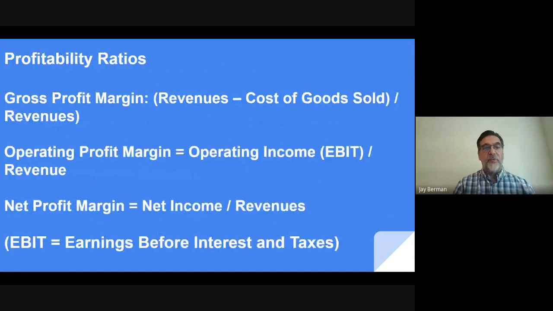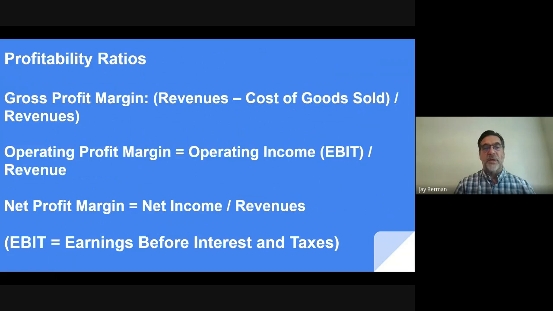Next, we have profitability ratios. We'll start off with the gross profit margin, which is calculated by taking revenues minus cost of goods sold and then dividing that by revenues. Again, from a previous episode, remember cost of goods sold only applies if you actually have physical products that you're selling. If you're selling services, cost of goods sold wouldn't apply.